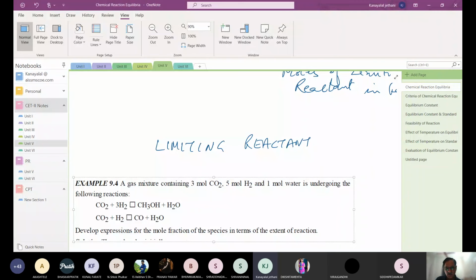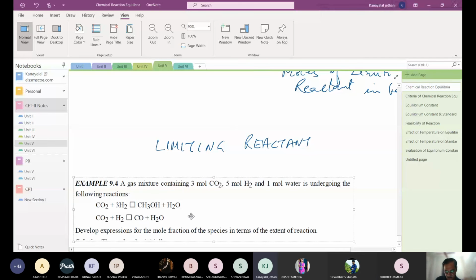Did everyone get the value of nu? What are the values of nu for both reactions? For the first reaction, nu is -2, and for the second reaction, 0. For the first reaction, 1 plus 1 minus 3 minus 1, that is -2. And for the second, 1 plus 1 minus 1 minus 1, that is 0.